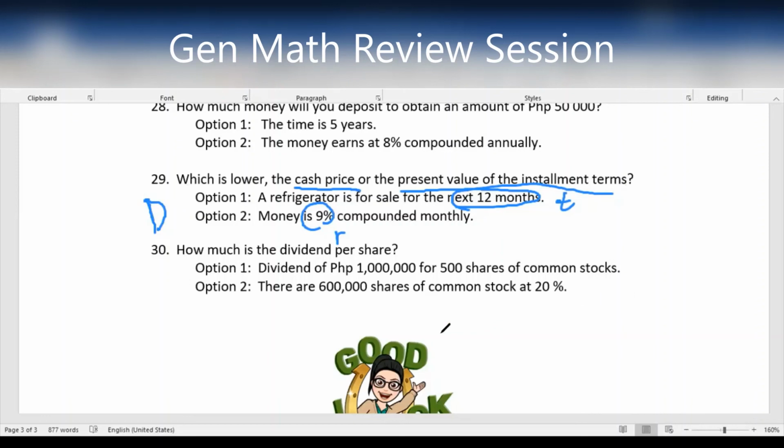Okay. And finally, how much is the dividend per share? Given the dividend of 1 million for 500 shares of common stocks. There are 600,000 shares of common stock. Which will give you the correct answer for the question? Ara? Miss A po. Ayan. Okay, Harold. Thank you. So, A lang. A is enough. I mean, option 1 is enough. Kasi simply divide the common dividend for all the shares. So, 1 million divided by 500.